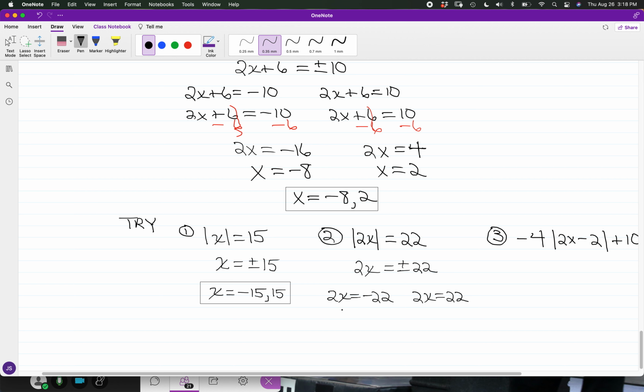If 2x is equal to negative 22, then x is equal to negative 11, and if 2 times x is equal to 22, then x is equal to positive 11. So 2 times negative 11 is negative 22, and the absolute value of negative 22 is positive 22. For 11, 2 times 11 is 22, and its absolute value, likewise, is 22.